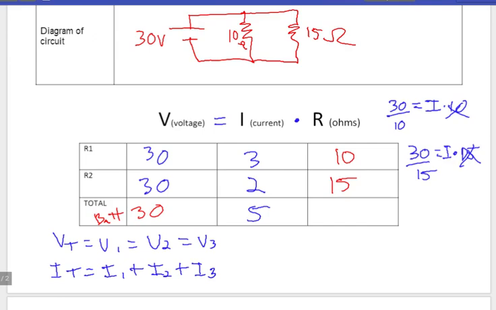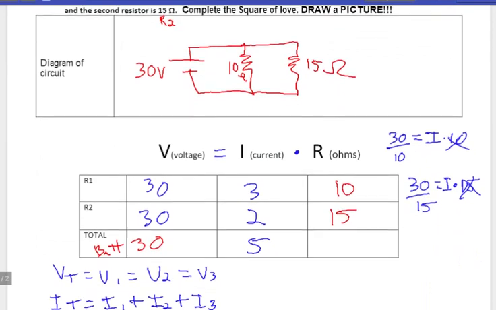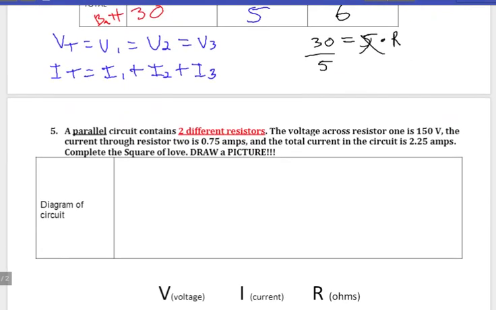I could go back and use that really difficult equation up here that we had before, or I could take the cheap way out and just use Ohm's law. Ohm's law tells me that voltage is equal to current times resistance. So my voltage is 30, my current is 5, my resistance is unknown. I find out that 30 divided by 5 is equal to my resistance, which is just 6. A property of parallel circuits is that our total resistance is always going to be smaller than the smallest resistance in the circuit. Now let's take a look at number 5.